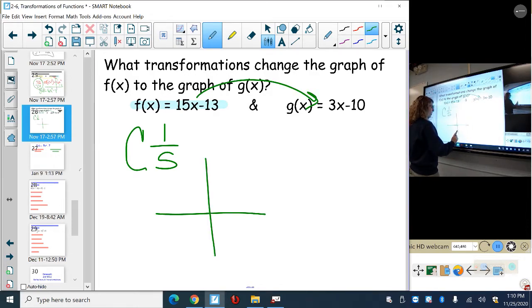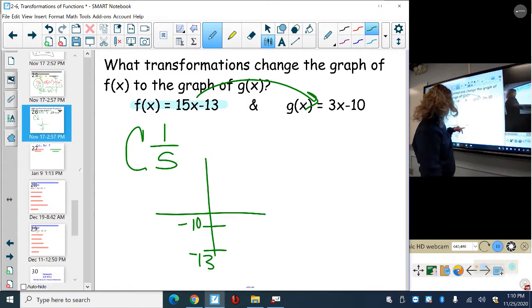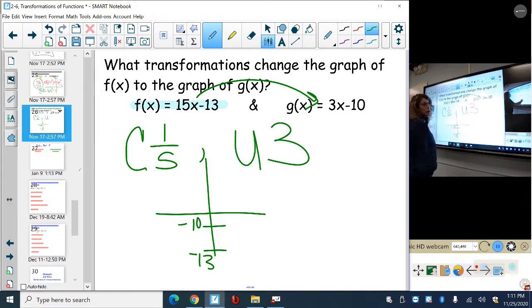But I'm down here at -13, and then I'm going to go to -10. So how am I going from -13 to -10? I'm going to go up 3 units. Do we see that? So this is a compression by 1/5, and then up 3 units.